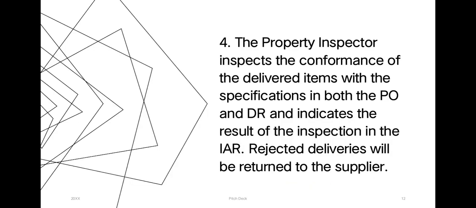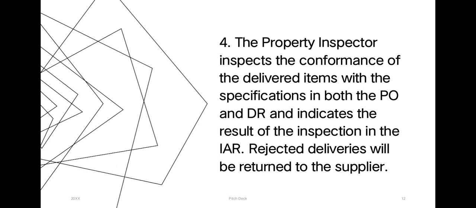Next, the property inspector inspects the conformance of the delivered items with the specifications in both the PO and DR and indicates the result of the inspection in the IAR. Rejected deliveries will be returned to the supplier. So, ini-inspect na ni property inspector yung mga delivered items. Chine-check niya kung tama ba yung nasa purchase order and delivery receipt. Then, after nun is ilalagay niya yung result ng inspection sa inspection and acceptance report. So, doon niya ilalagay kung i-reject or accept.